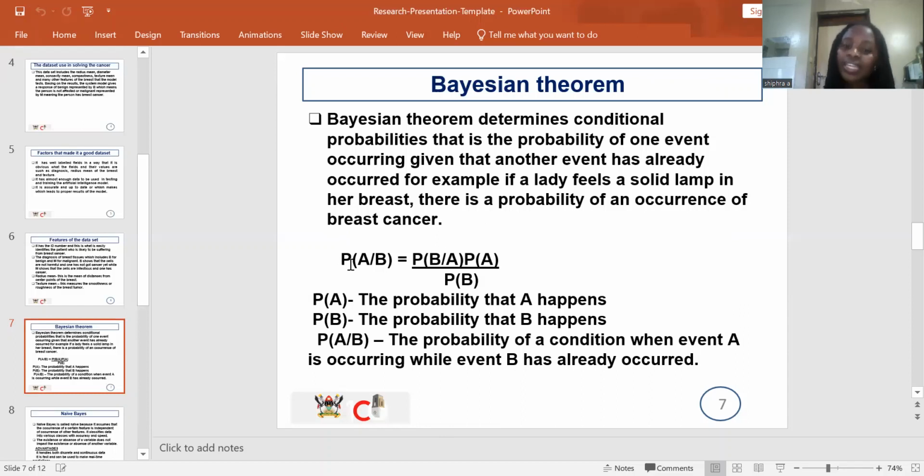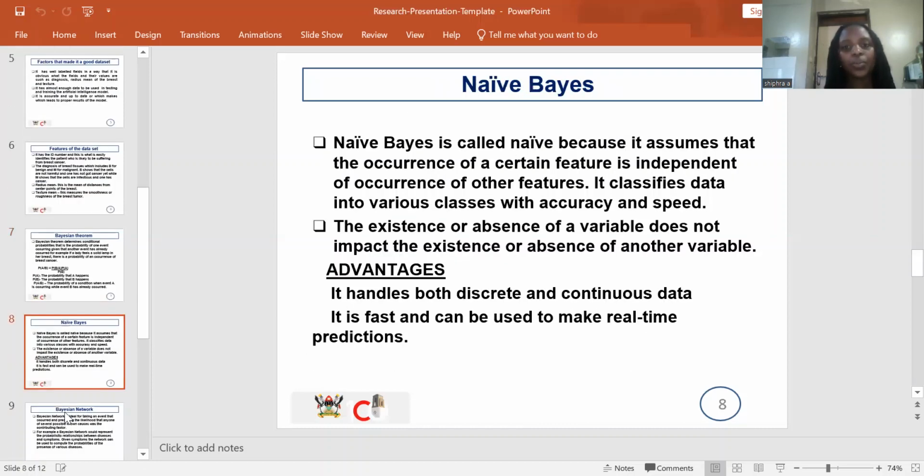The probability of A given B. Meaning, given B, A happens. So if there are dead cells in a breast and there are solid lumps in a woman's breast, that woman might have breast cancer. Given the solid lumps and the dead cells, there is cancer in the breast. So P(A) is the probability that A happens, P(B) is the probability that B happens, and P(A|B) is the probability of A occurring while event B has already occurred. That's all for Bayes' theorem.